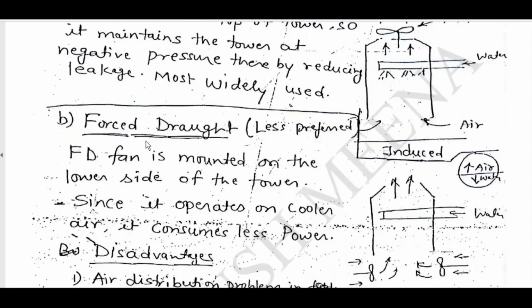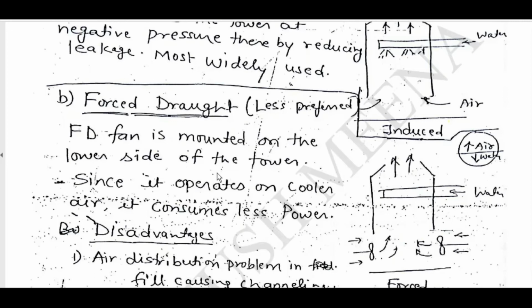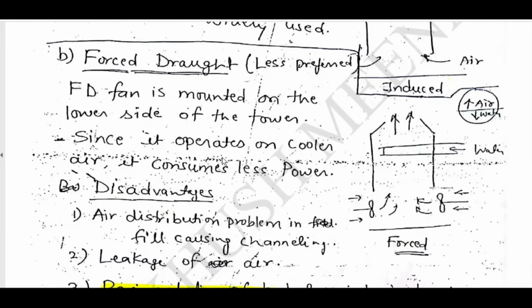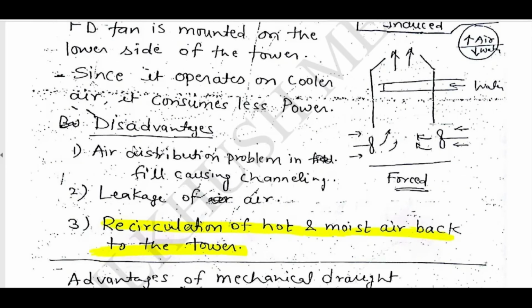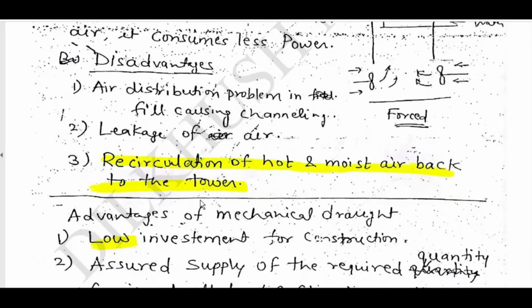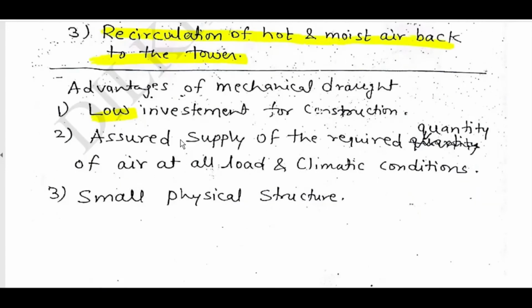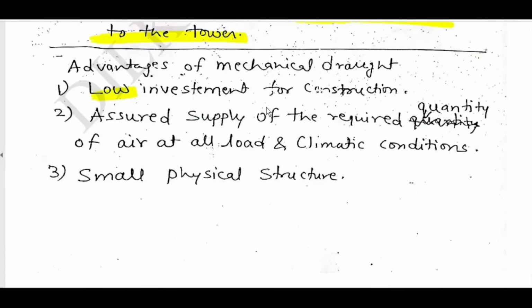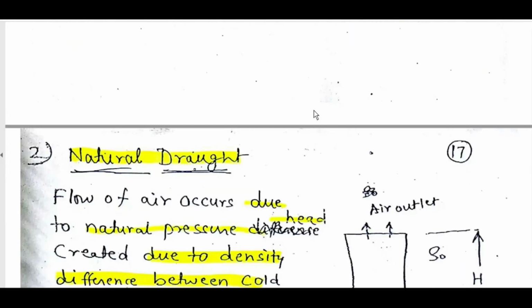Forced draught is less preferred. The FD fan is mounted on the lower side of the tower since it operates on cooler air. It consumes less power. Disadvantages: air distribution problem in the fill causing channeling, leakage of air, recirculation of hot and moist air back to the tower. Advantages of mechanical draught: low investment construction, assured supply of the required quantity of air at all load and climatic conditions, small physical structure.